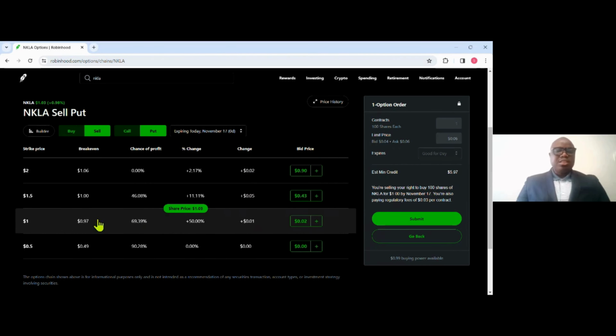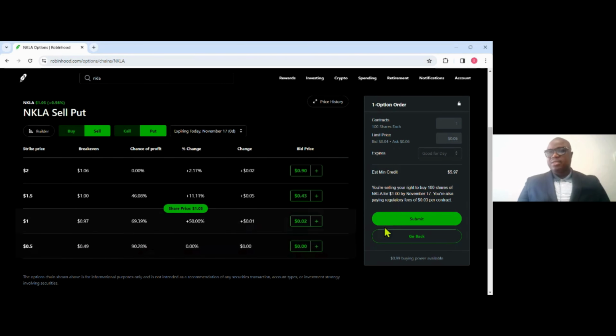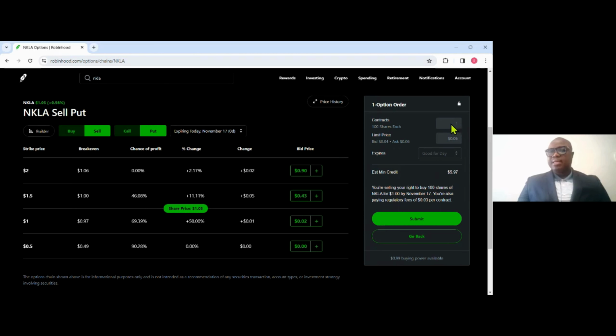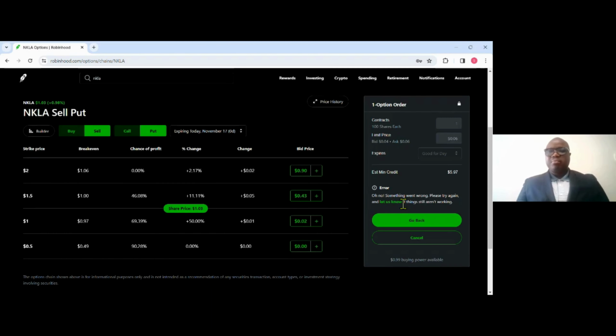You can see the chance of profit is 69.39%, the chance of you making profit. And if you sell further away from the out of the money strike price, you have 0.5 here, you have 90.28% of making profit. So let's say I am buying just one contract. I said submit. I'm not going to go into all of that. When you click submit, you can just swipe up and you will have that contract.